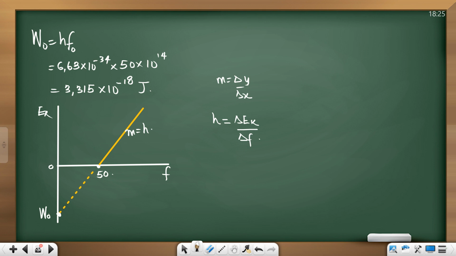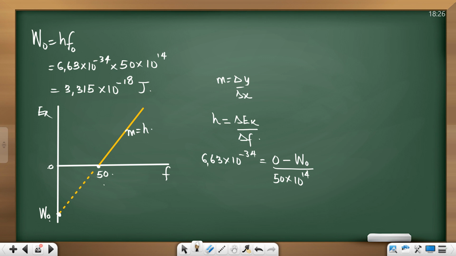You shouldn't let examiners trouble you with all of these kinds of formulas. Just use your graph. Do I know my H? 6.63 times 10 to the power negative 34. What is our change in kinetic energy? 0 minus work function. Does that make sense to you? 0 minus work function over what is our frequency? 50 minus 0. But don't forget, it is 50 times 10 to the power what? 14. Are we together? Make sense?